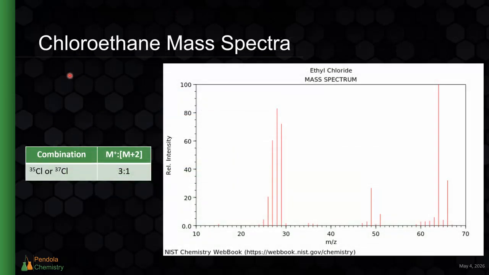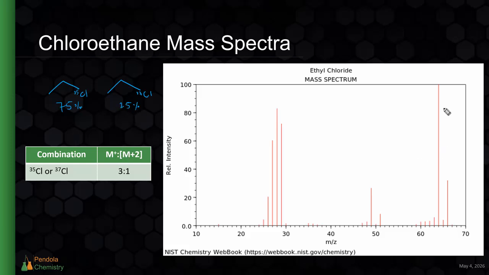Let's start with the simple ones. Let's say we're looking at the mass spectra of chloroethane. Chloroethane, remember, is just a 2-carbon chain with a chlorine on it. This chlorine could be either chlorine-35 or chlorine-37. Because of the ratios, this compound is 75% of all the chloroethane in the universe and in your sample, whereas this one with the chlorine-37 is 25%, because those are the abundances of those isotopes.